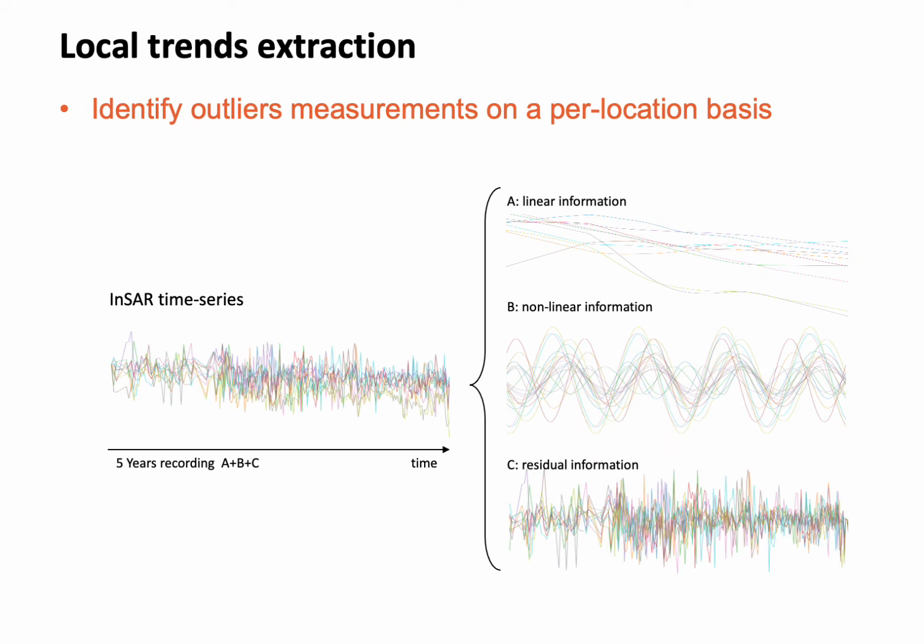Local differential displacement is key to appreciate stress deformation. Therefore, we carefully pre-processed the data to mitigate unreliable measurements. After performing the initial quality assessment, we extracted local trends in time to identify outliers on a per-location basis. The original time series could be decomposed in three main components as the basis for deformation interpretation: linear, nonlinear, residual.